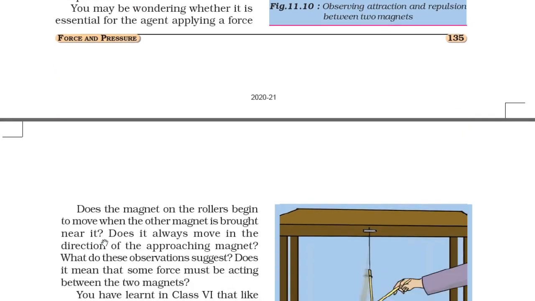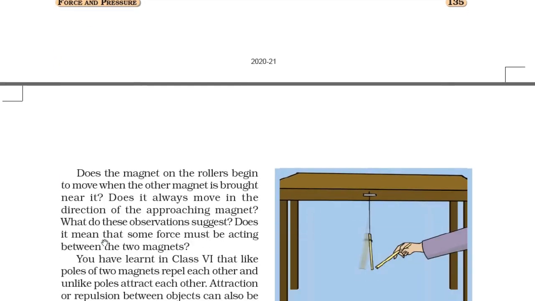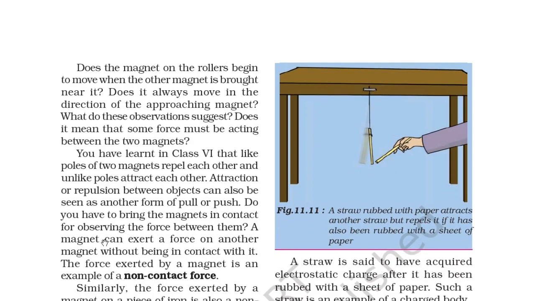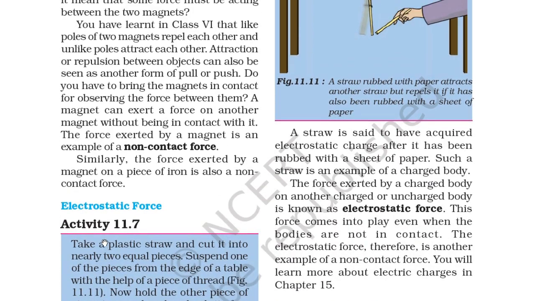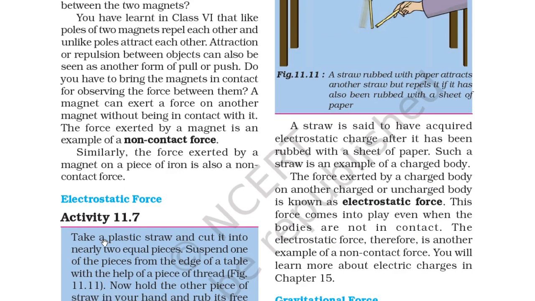Does the magnet on the rollers begin to move when the other magnet is brought near it? Does it always move in the direction of the approaching magnet? What do these observations suggest? Does it mean that the same force must be acting between the two magnets? You have learnt in class 6 that like poles of two magnets repel each other and unlike poles attract each other. Attraction or repulsion between objects can also be seen as a form of push or pull.